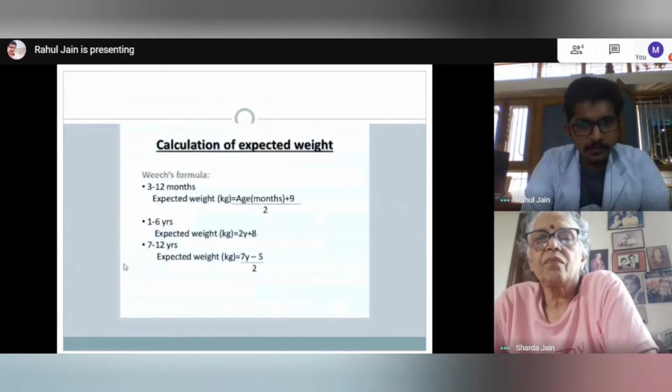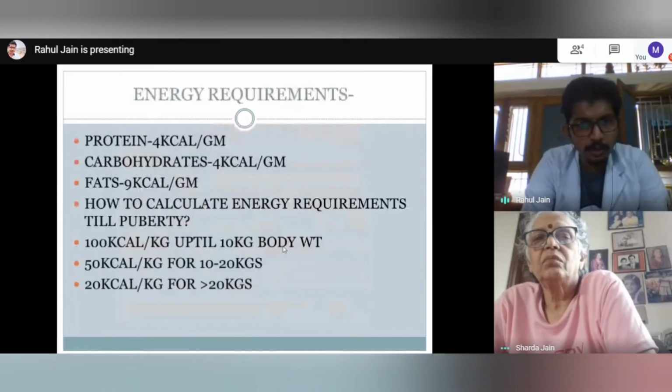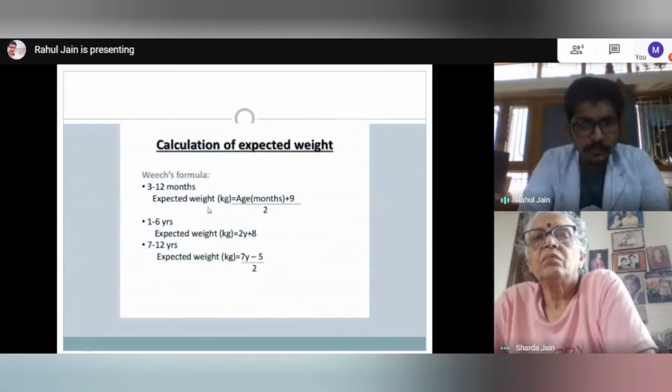But this body weight should be the expected body weight, not the actual body weight. If a baby or a child is malnourished, then we can't start feeding him according to that weight. We have to calculate the expected weight for that child. So for those, we'll use these formulas. These are called Weech formulas.